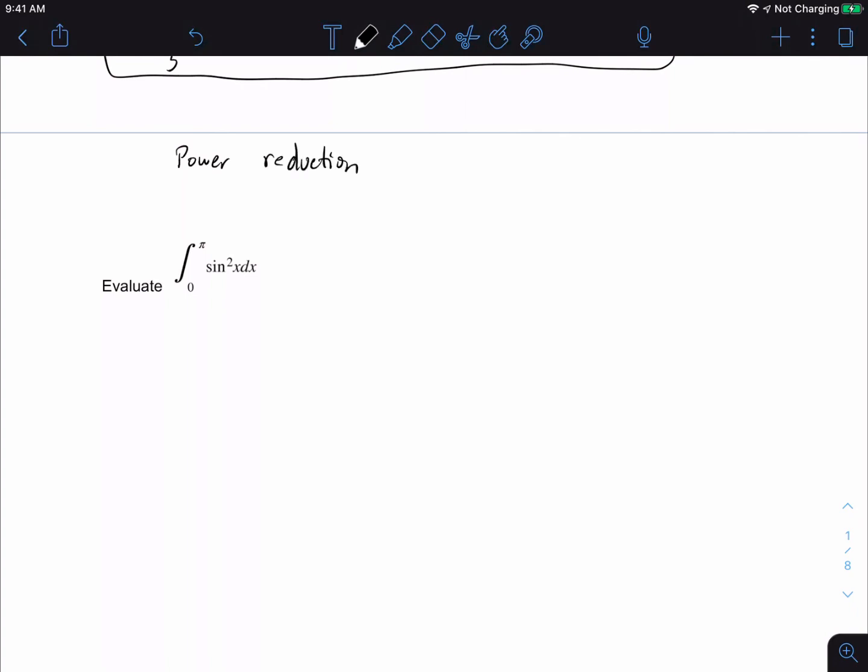And here's how the power reduction works. If I have cosine squared x, the power reduction tells me to go 1/2 times 1 plus cosine of 2x. Those are equivalent. So 1/2 times 1 plus cosine 2x is equal to cosine squared. Sine squared x is equal to 1/2 times 1 minus cosine 2x. Are we okay with that? Yes. Okay, so these are just rules that you'll have to know and be able to process.